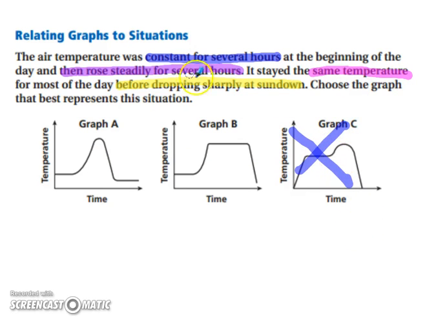All right, now we need, then rose steadily for several hours. Both of them fit. All right, so now let's look at same temperature for most of the day. So the only one that stayed the same for most of the day would have been B, because A comes up and then drops sharply down and then stays the same. So we're looking at B.